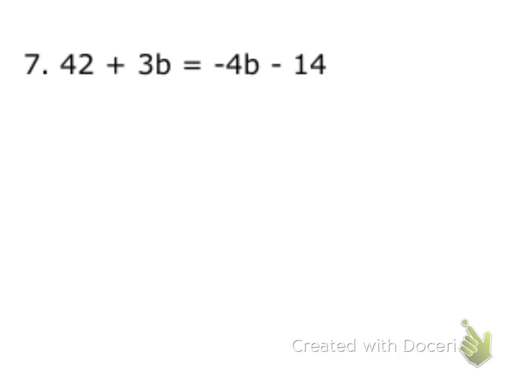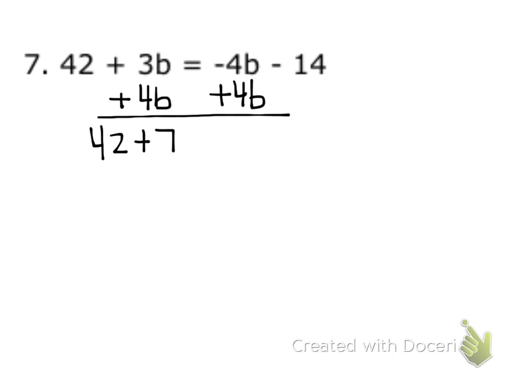Example 7, again, when I'm looking at what's going to be easiest to move, if I move that 3b, I'm going to be subtracting. If I move that 4b, I'm going to be adding. I want to work with the addition rather than the negatives that'll come with subtraction. So I'm going to add 4b. You can do either one and get the right answer. It's all personal preference.